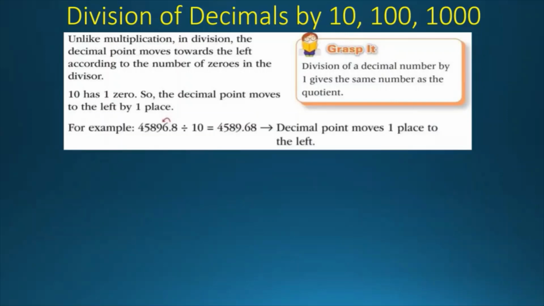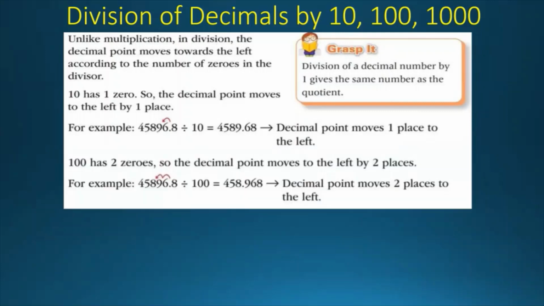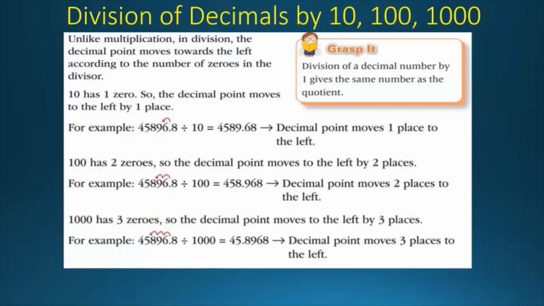For example, 4589.68 divided by 10 is equal to 458.968, the decimal point moving one place to the left. 100 has 2 zeros, so the decimal point moves to the left by 2 places. For example, 4589.68 divided by 100 is equal to 45.8968. And 1000 has 3 zeros.